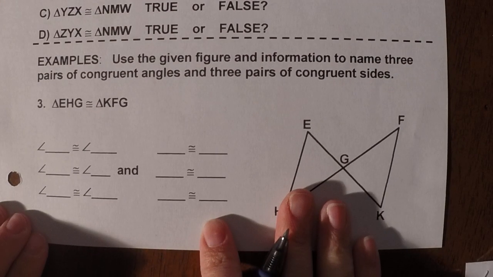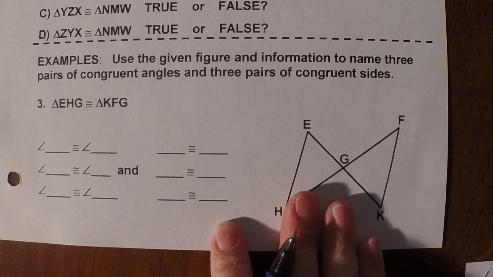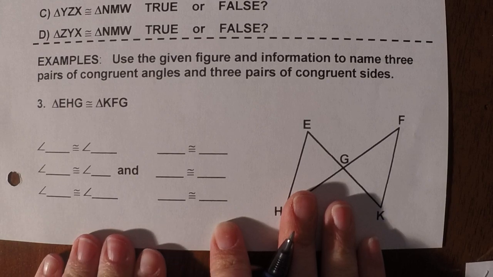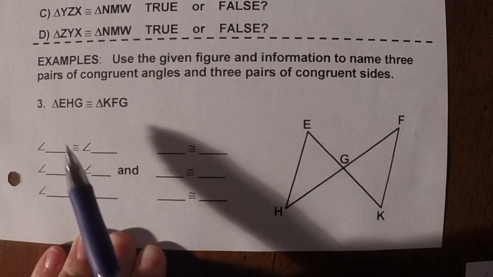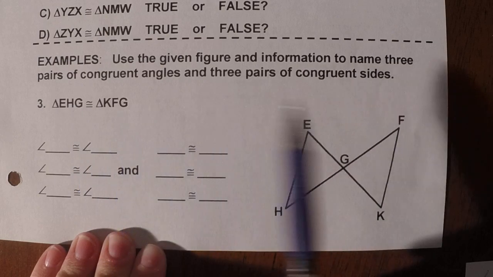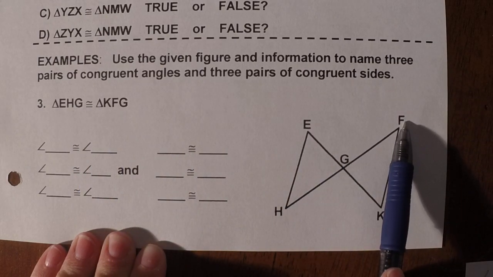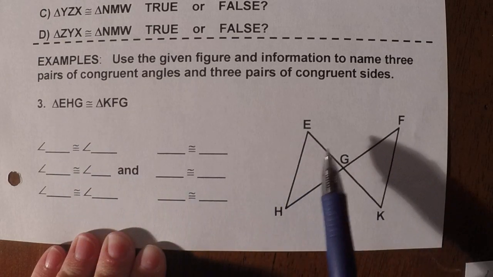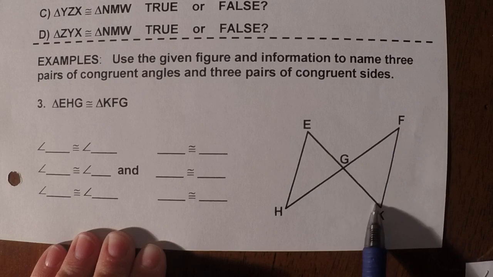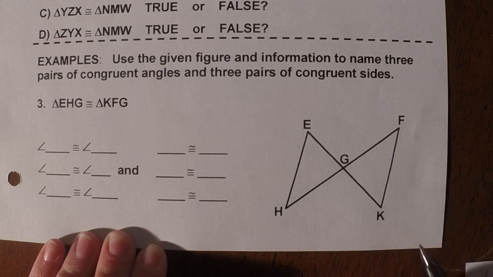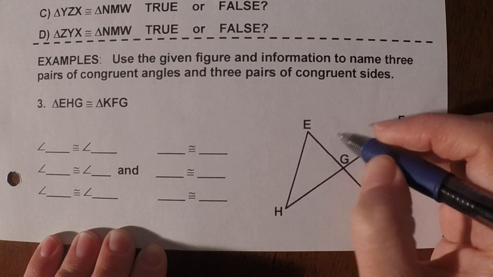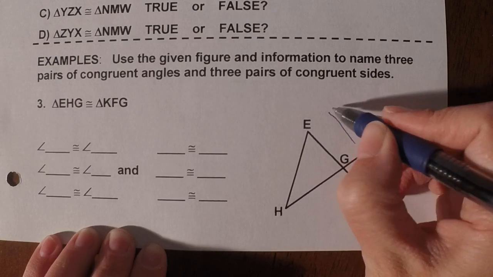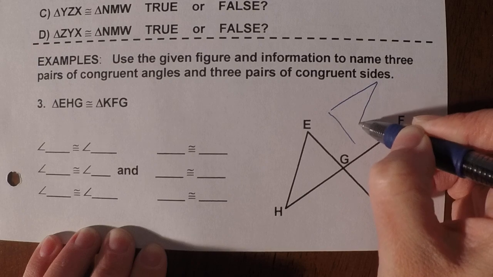So let's move on. On the bottom, it says use the given figure and the information to name 3 pairs of congruent angles and 3 pairs of congruent sides. The hard part about this one is recognizing that H goes with F, which is up here. So we would say angle E, this one here, goes with angle K, which is down here. If it helps you, you could redraw the triangle. I'll redo this one so that it goes the same direction as the other one. Like this.